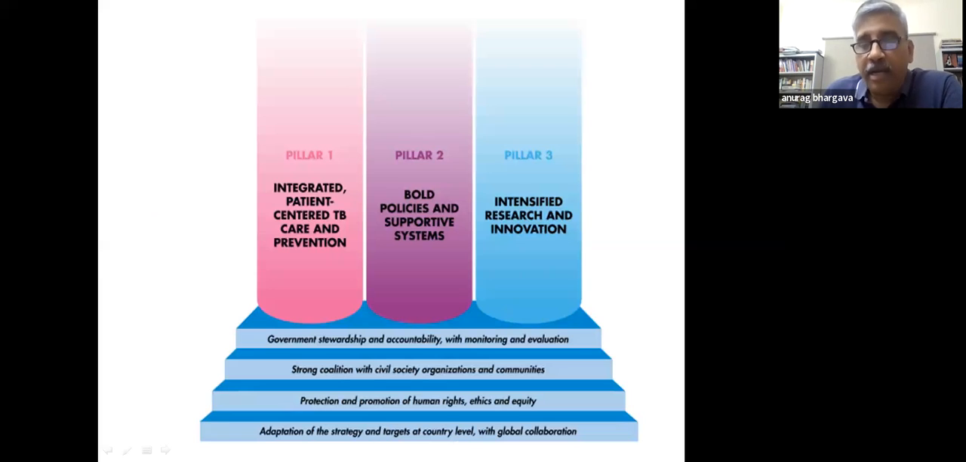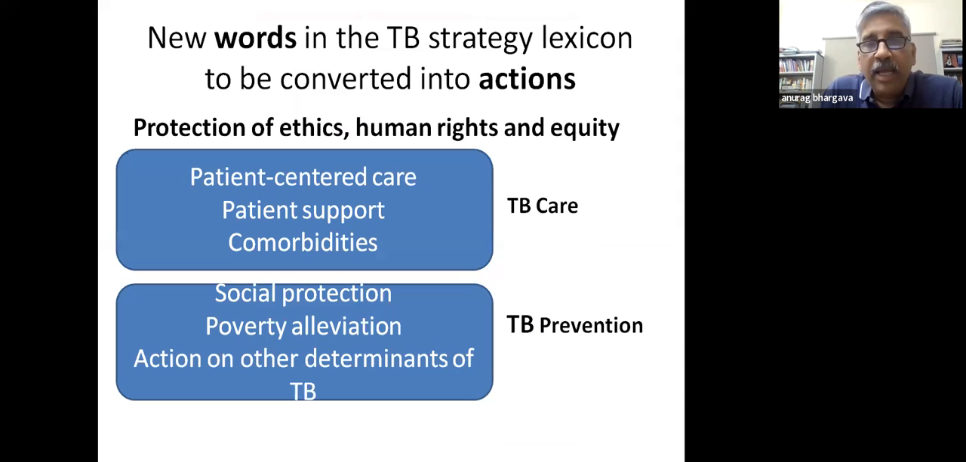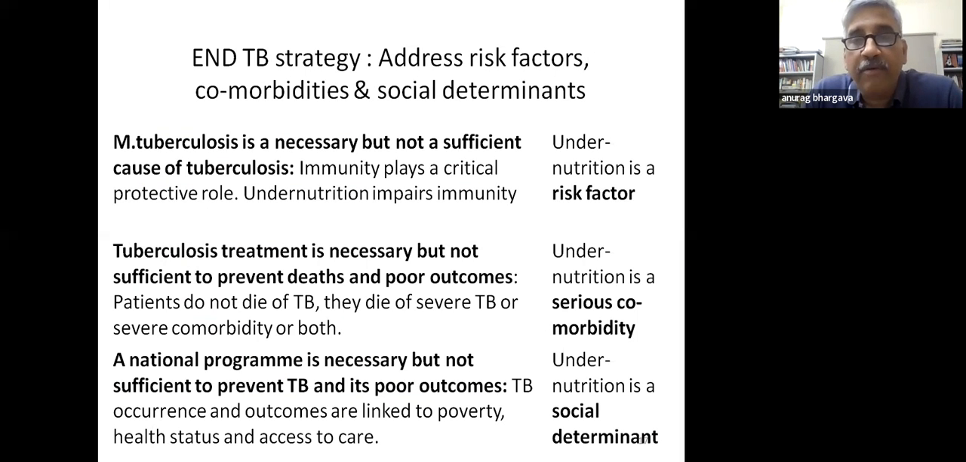So thankfully, the current end TB strategy is a more comprehensive kind of strategy which addresses these other issues. And for the first time in the TB strategy lexicon, there are words which have to be converted into actions if they have to mean anything. So the underlying principle is supposed to be the protection of ethics, human rights, and equity. In the case of TB care, the strategy talks of patient-centered care, patient support, and addressing comorbidities. And in the case of TB prevention, it talks of social protection, poverty alleviation, and other social determinants. And if we reflect on the problem of undernutrition, actually, it fits neatly into all these new emerging themes.